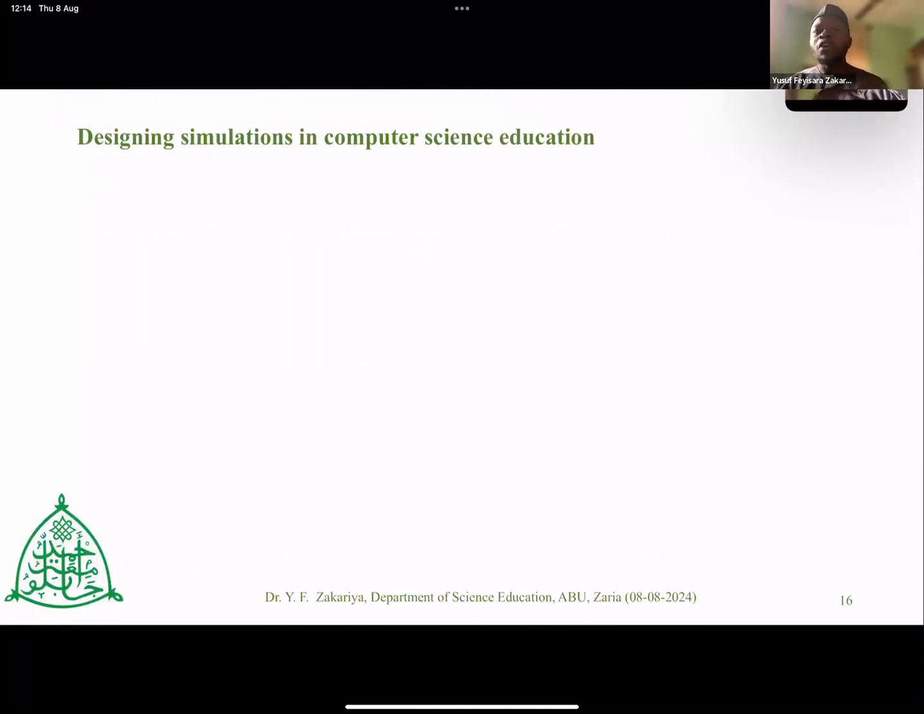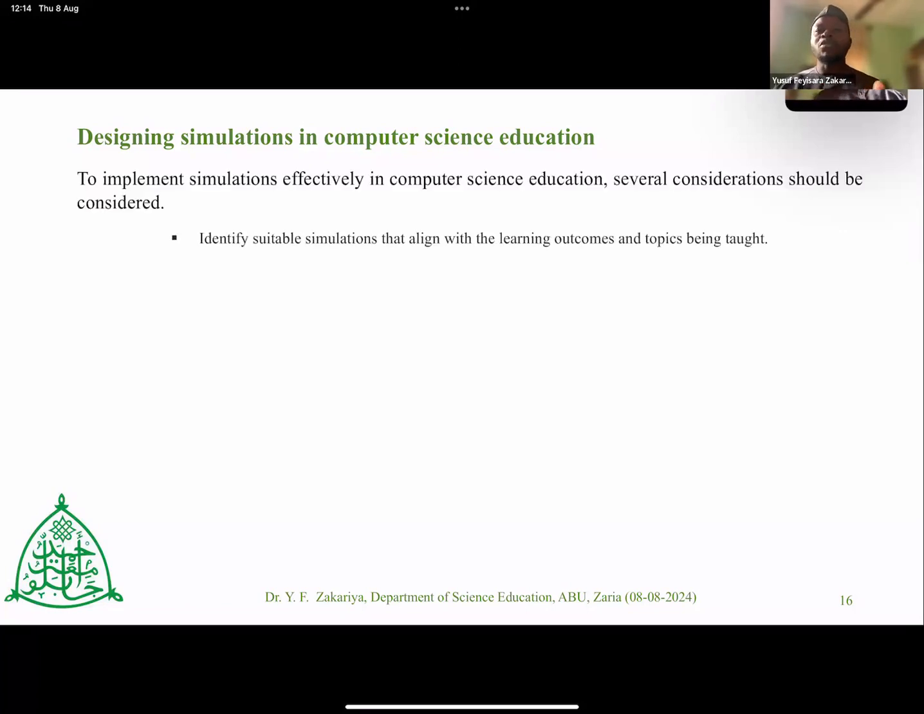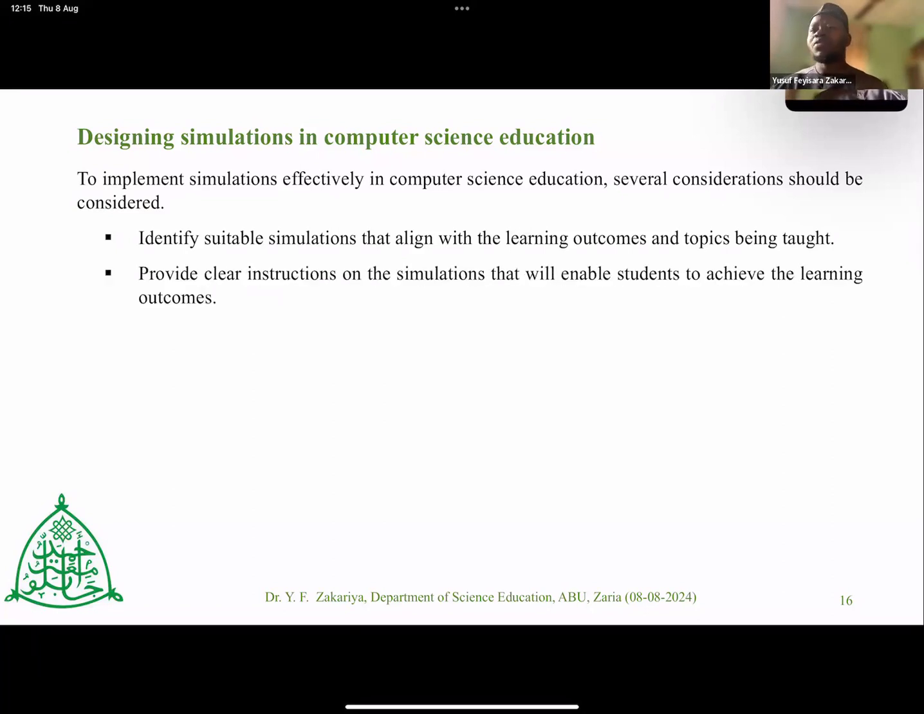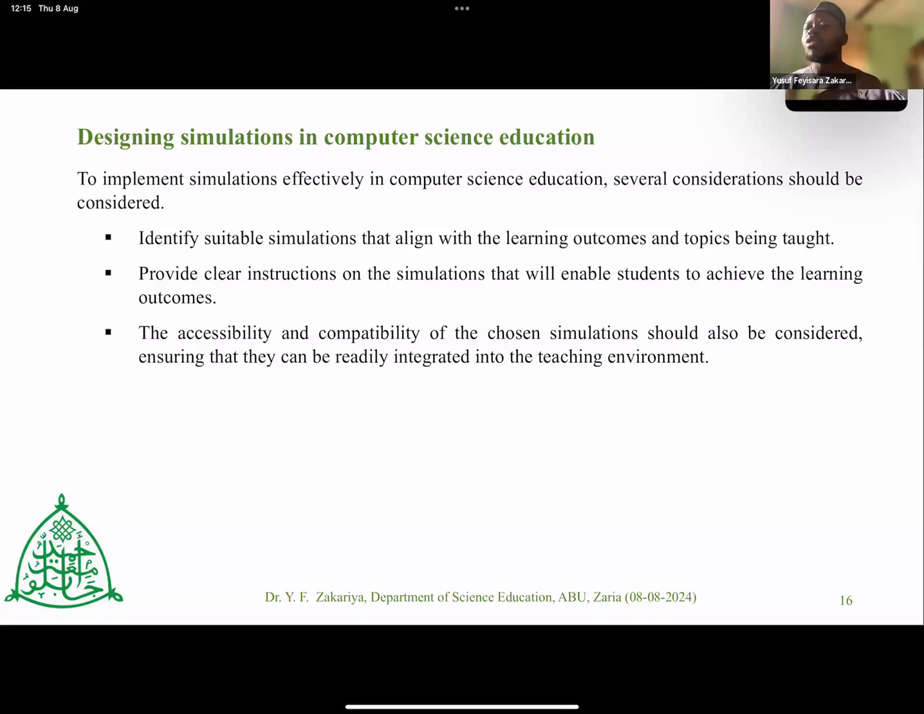Okay? So for you to design a simulation, again, life is so easy. You need to remember learning outcomes must be there, and at the same time you need to align your learning outcomes with your game or simulation. There are some websites where you can adapt code to make simulations. You don't have to start from scratch. To implement them, you need to identify a suitable simulation that aligns with your learning outcomes and the topics you want to teach. At the same time, provide clear instructions for your students. Make sure it is accessible and compatible with their needs.